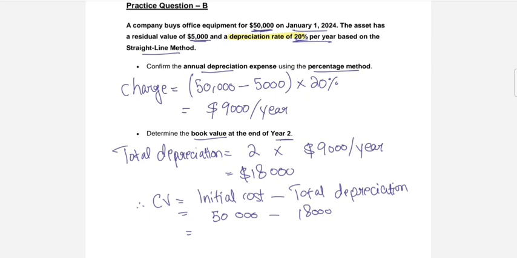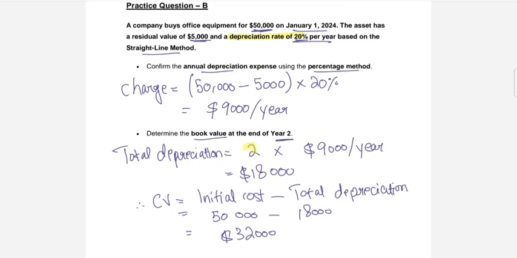So under non-current assets in the statement of financial position, the value of the asset at the end of year 2 will be 32,000. This is how you will go about calculating the depreciation. The reason why we calculate the total depreciation for year 2 is because we are going to be accounting for the depreciation charge for 2 years.